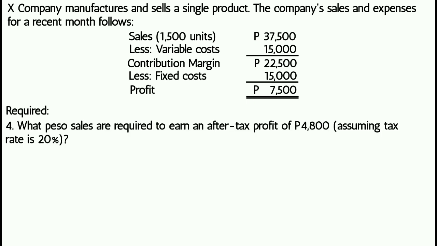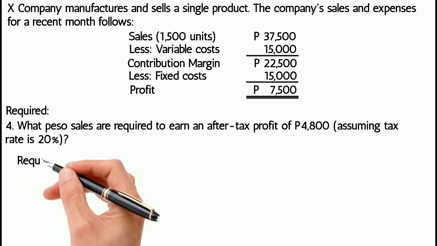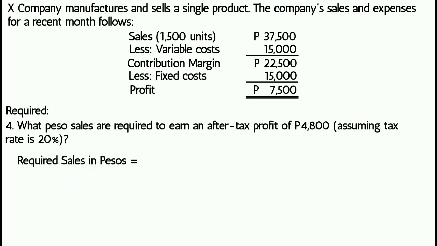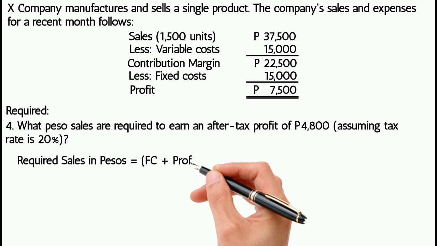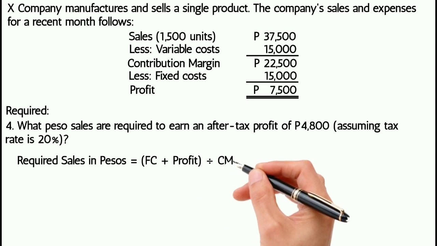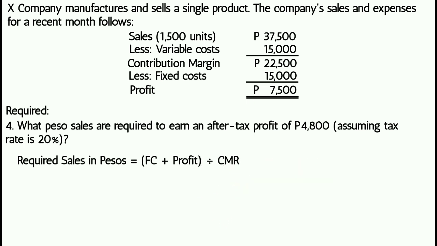Next, requirement number 4, what peso sales are required to earn an after-tax profit of 4,800 pesos, assuming tax rate is 20%. This time, ang hinahanap naman ay required sales in pesos. And the formula for that is fixed cost plus profit divided by contribution margin ratio.